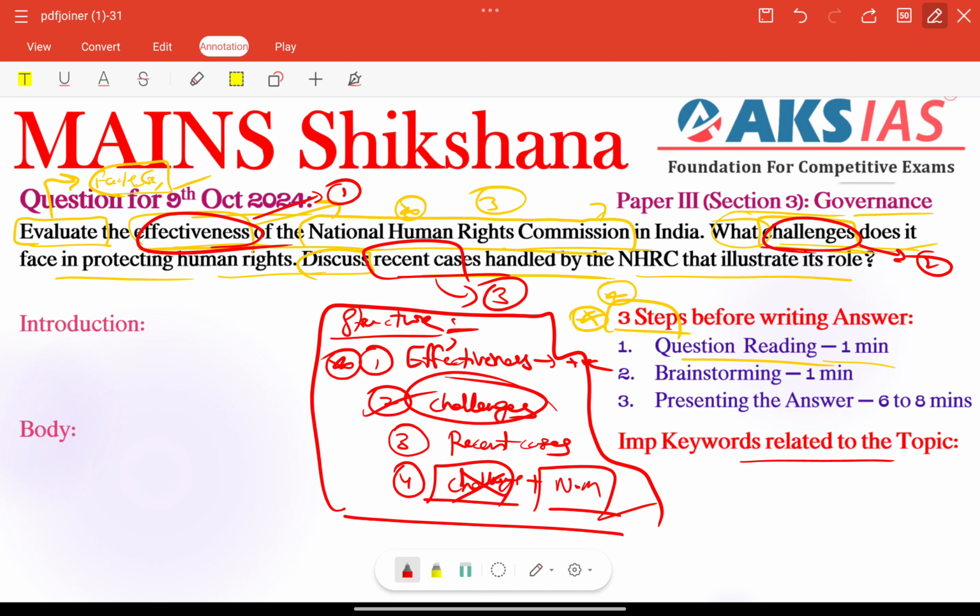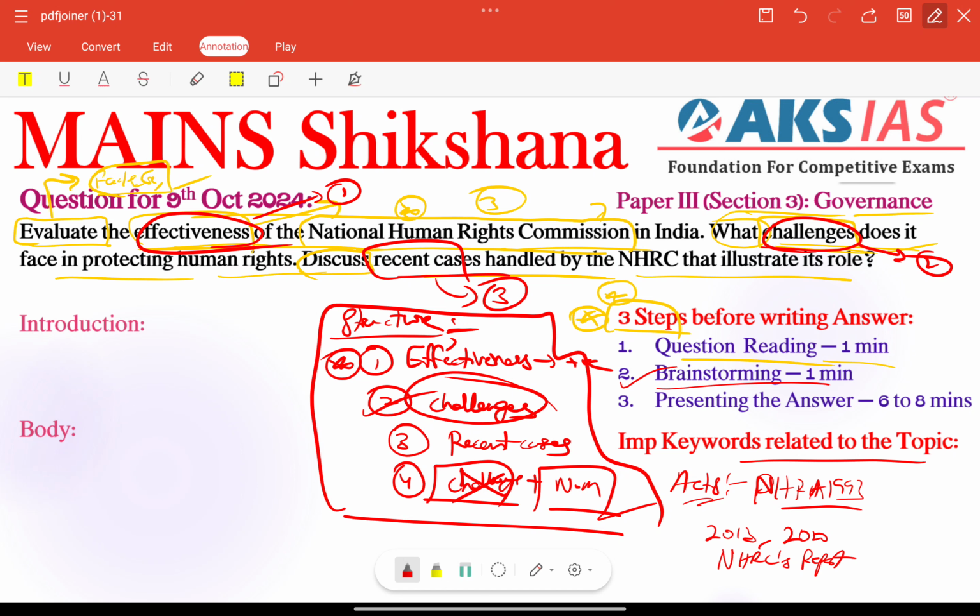So, important keywords related to the topic: a very important step, that is brainstorming. Within 1 minute we need to recall whatever acts we have, for example the Protection of Human Rights Act. From where it was enacted is very important. Otherwise we have some important issues or examples: Muzaffarnagar riots 2013, or the Hathras case 2020, or particular NHRC reports that we can include here.